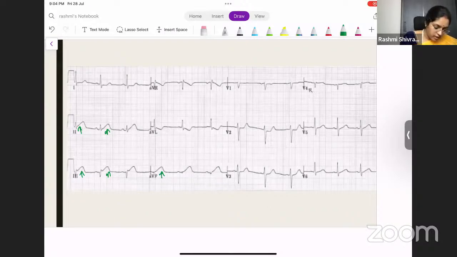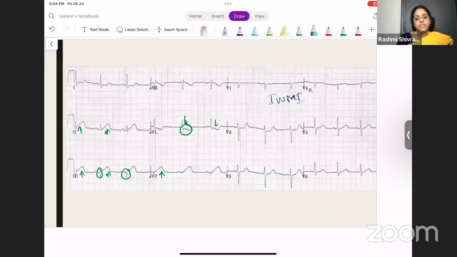What more do you find? You also find a Q wave in lead 3. And there is a reciprocal ST depression in lead AVL. Okay. So what does this indicate? This indicates that this is an inferior wall MI. Leads 2, 3, AVF are affected with reciprocal ST depression in AVL. This is an inferior wall ST elevation MI.